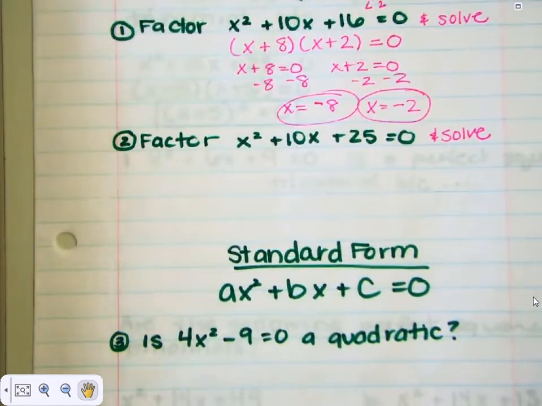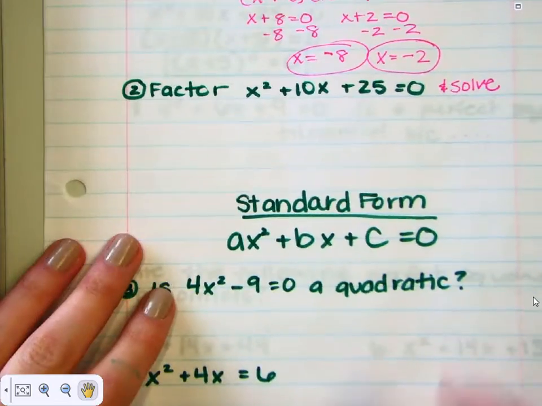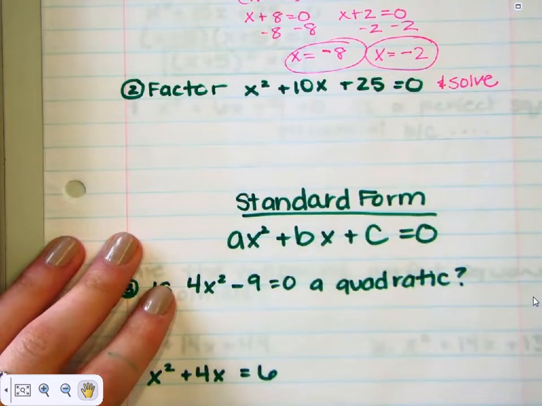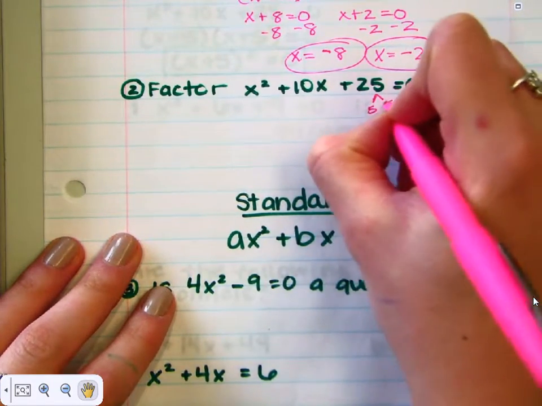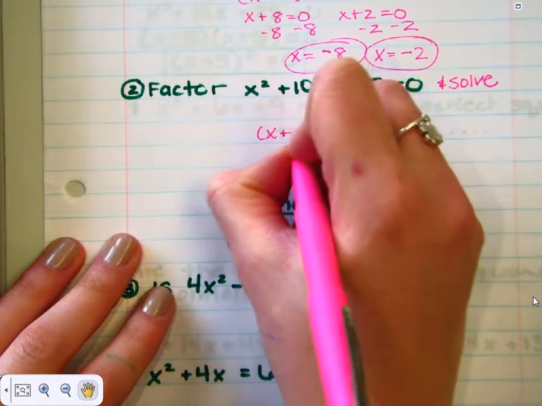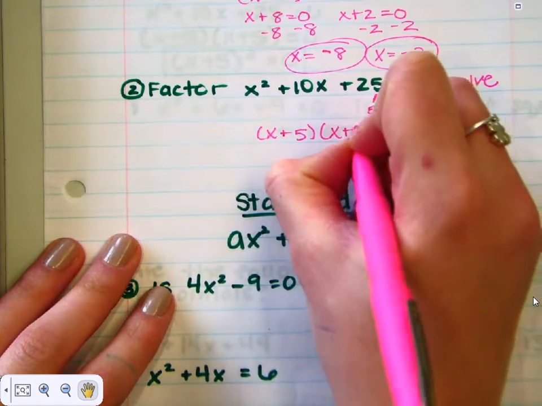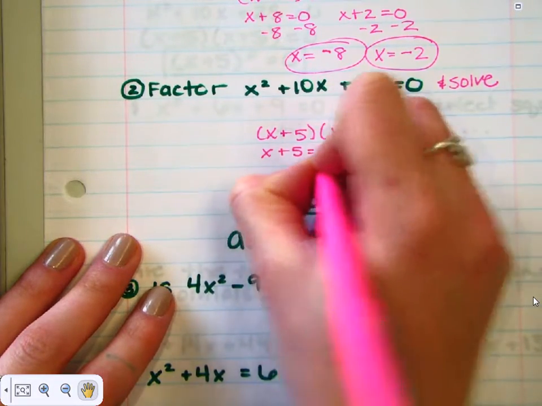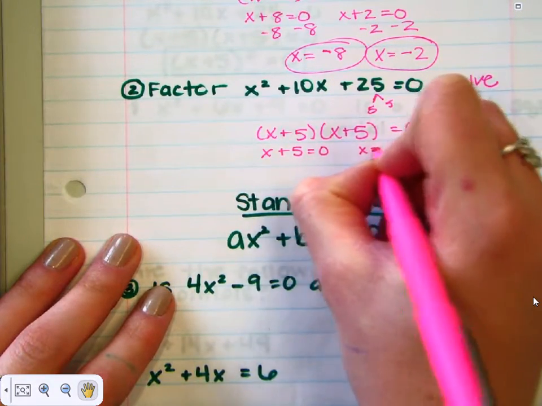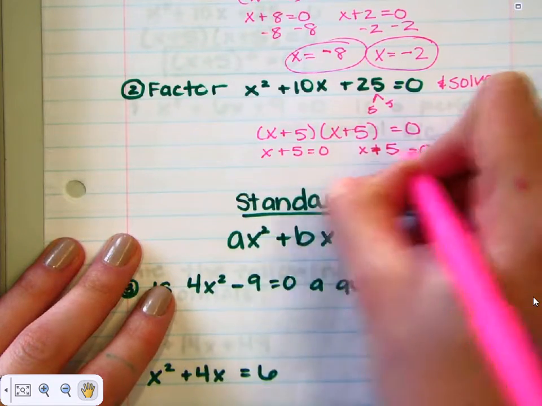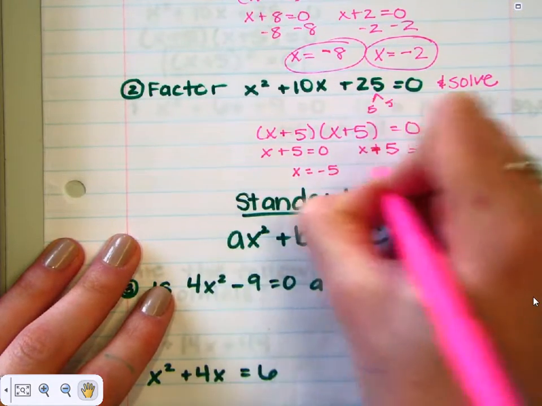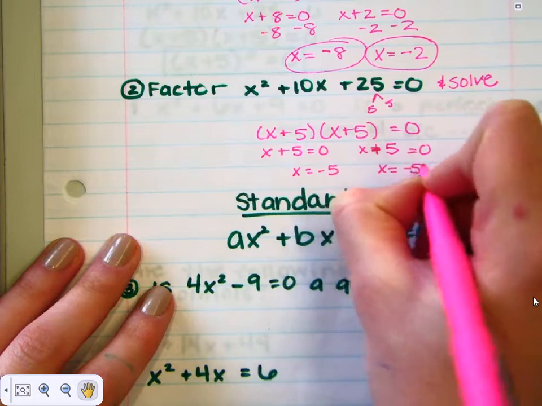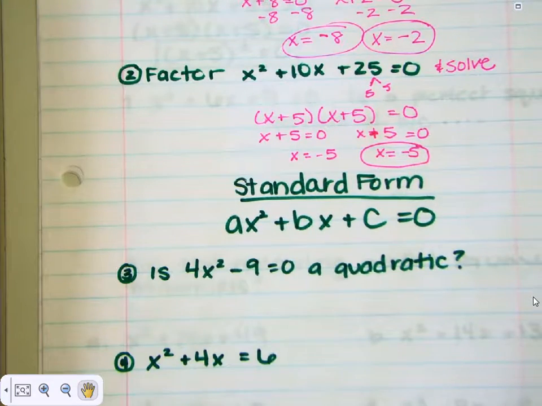If I go on to the next one and I'm factoring this one, factors of 25 that add to be 10, well that's easy, 5 and 5. They're both positive. Then I set both of my factors equal to 0 when I solve. So x plus 5 equals 0. I get x equals negative 5 for both. So really I just have one solution, x equals negative 5.